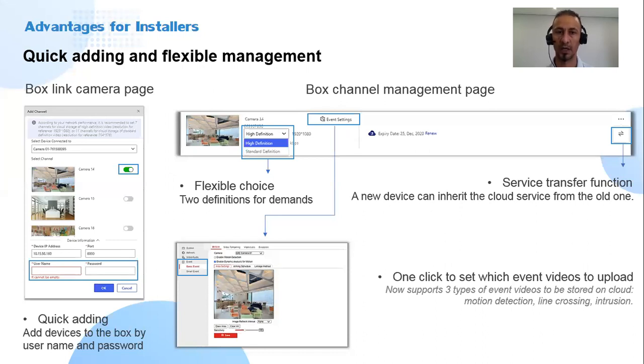You will then also be able to select your channel management page. On your channel management page, you can select if you want it on high definition or on low definition. You are then able to select the type of event that you want. Do you want line crossing? Do you want motion detection? Do you want intrusion detection? You can then select it. Once you physically select the videos, you can then click on save and it will automatically start doing your uploads.